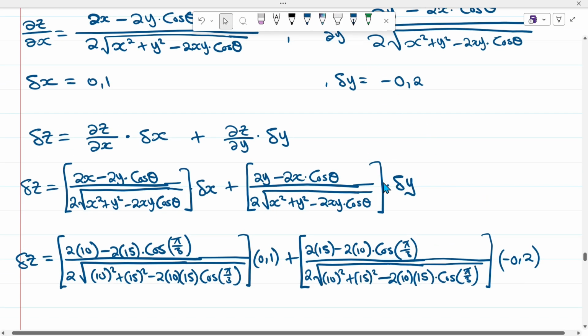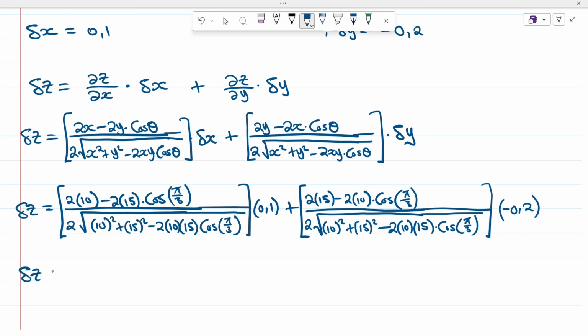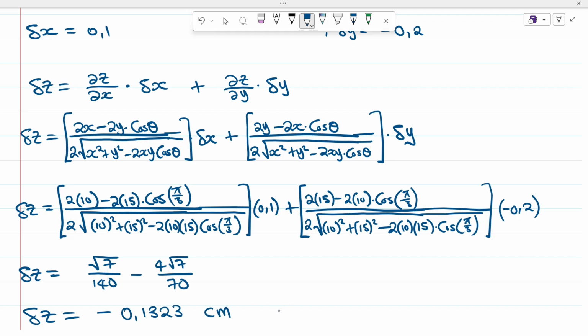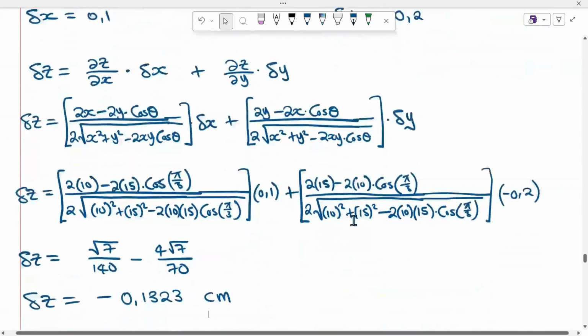So yeah, that's it. And then you press on your calculator. Now it's just time to use your calculator. So your small change in z for this first term is going to be root 7 over 140 minus 4 root 7 divided by 70. So you should be able to get that the small change in z is equivalent to negative 0.1323 centimeters. So this should be your final answer. So I hope you got it, guys. It was not that bad, right?